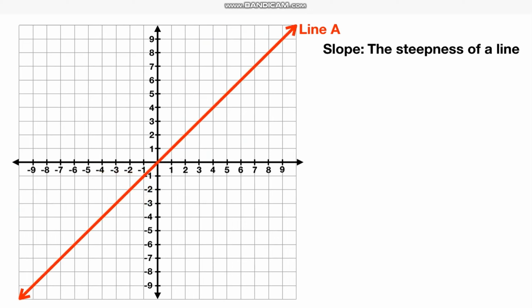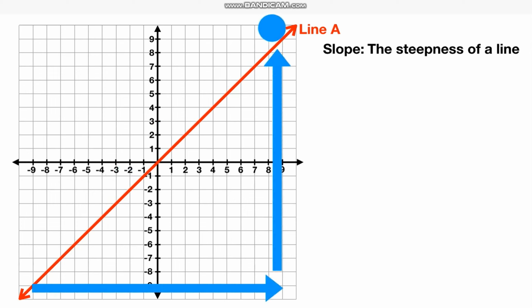Before we do any math, we want to look at this visually. If you were to put a ball on this line and roll it from left to right on the graph, you can see that the ball is rolling uphill. It moves up as you move from left to right. This visually tells us that the line has a positive slope.